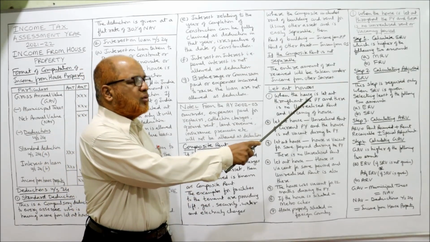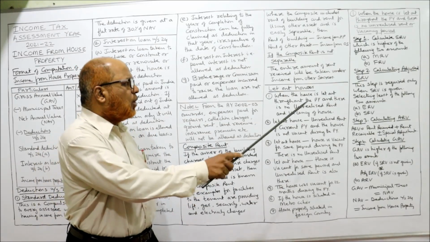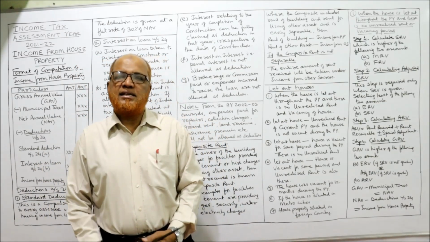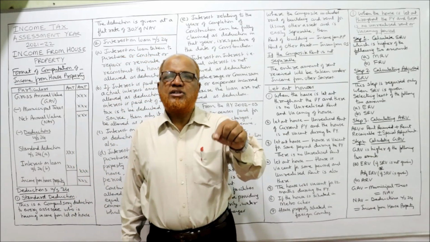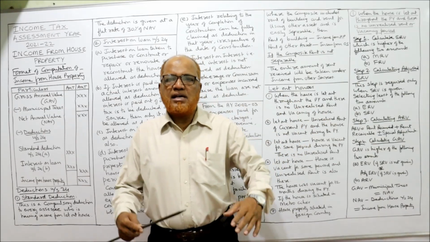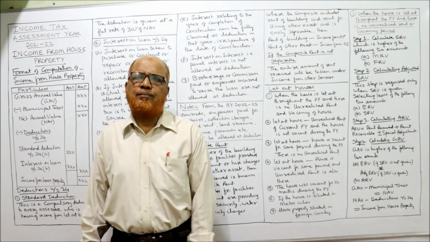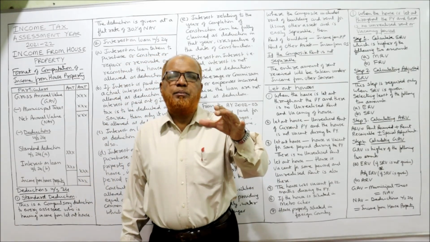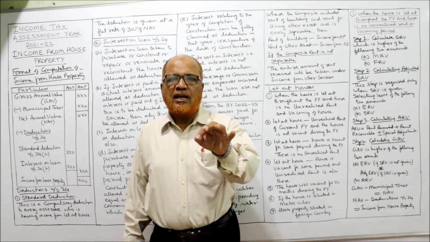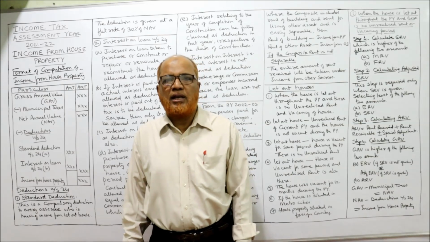First, when the house is let out throughout the previous year, and there is no unrealized rent and vacancy allowance. First of all, unrealized rent: the rent which is not received from the tenant. Example, my tenant has occupied the house for the full year, but during the 12-month period, he has paid the rent only for 10 months. For 10 months, he has paid the rent. 2 months rent is unrealized, not realized.